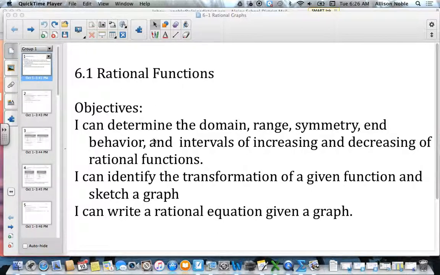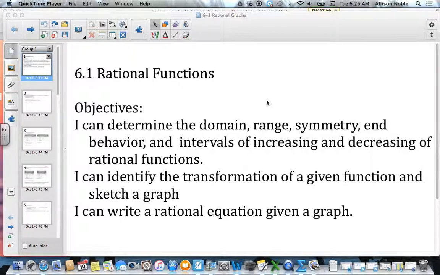So we are going to talk today about rational functions and graphing them. And so we're going to talk about the domain, range, symmetry, and behavior, intervals of increasing and decreasing, and all of that of rational functions. So functions that can be written as a fraction.